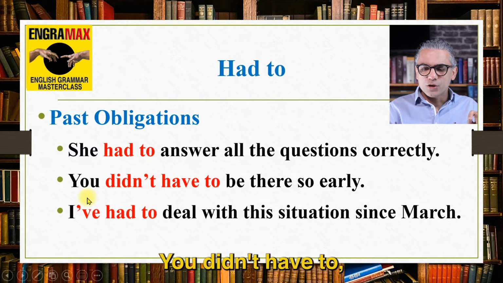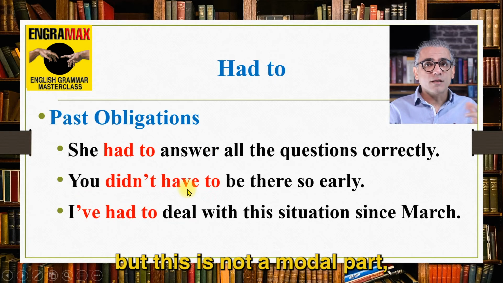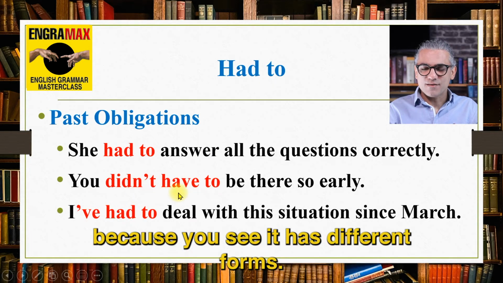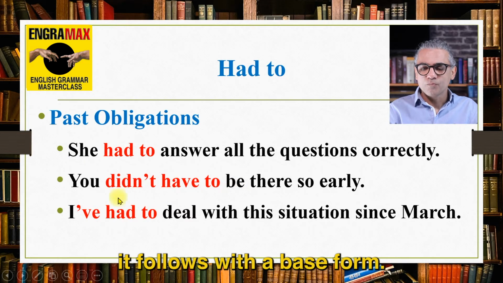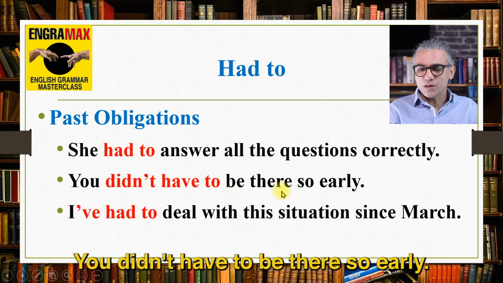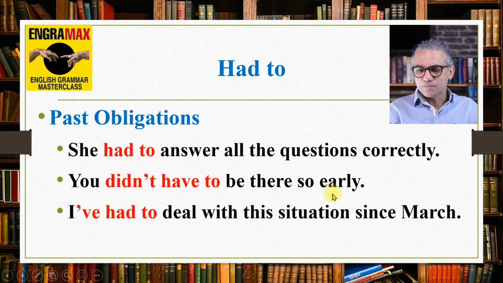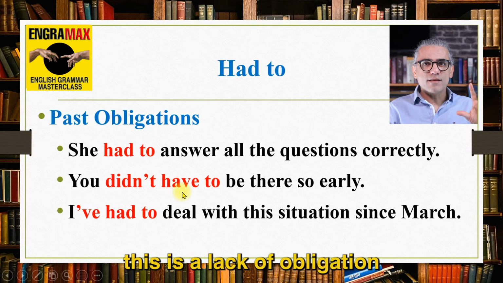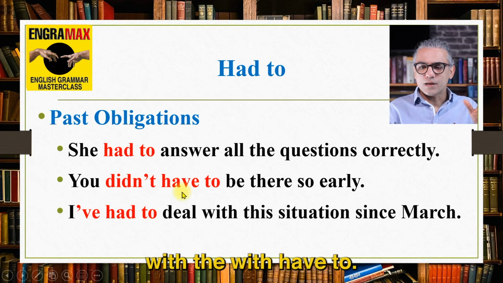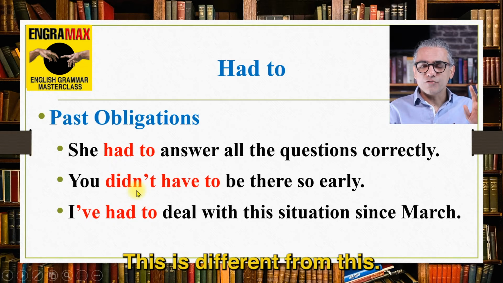modal verb. You didn't have to, but this is not a modal verb because you see, it has different forms. But like a modal verb, it follows with a base form. You didn't have to be there so early. But in here, look, this is a lack of obligation. With have to. This is different from this.